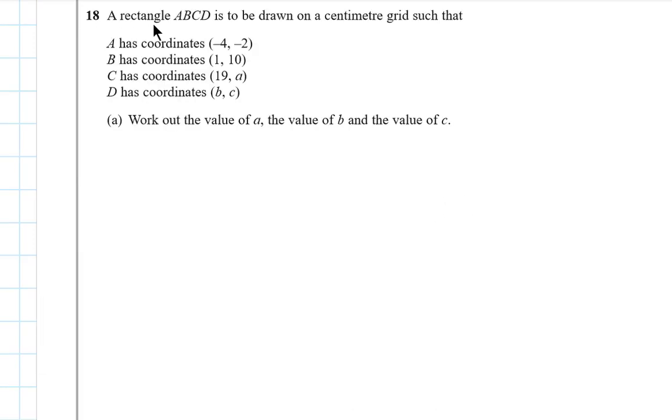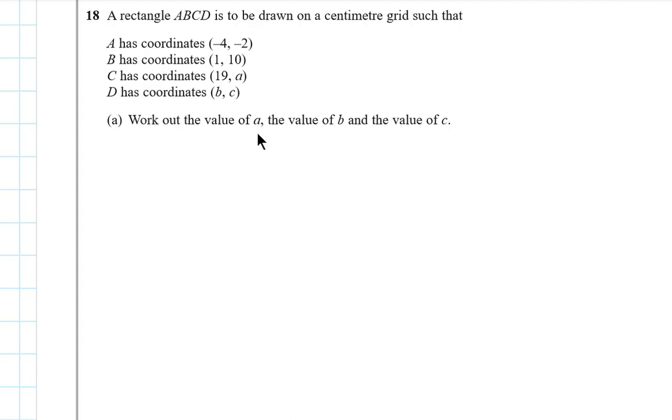Okay. 18. A rectangle ABCD is to be drawn on a centimeter grid such that A has coordinates -4 and -2, B is 1 and 10, C is 19 and a, D is b and c. Work out the value of a, the value of b, the value of c.